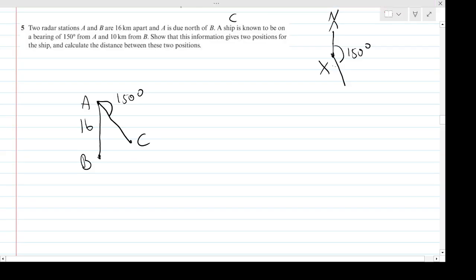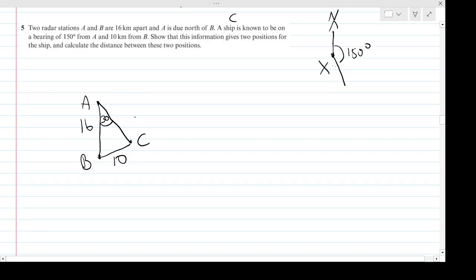So 150 there, and it's 10 kilometers from B. So if I join here, that's 10 there. Okay. Now actually, I can work out this angle, can't I? Because overall, those two angles have to be 180. So if I have 150 outside of the triangle, then this angle has to be 30. And there we are, so I can get rid of that.